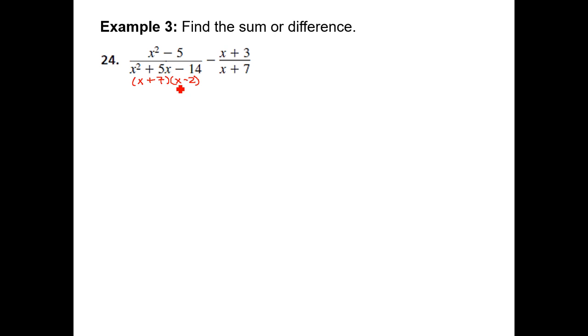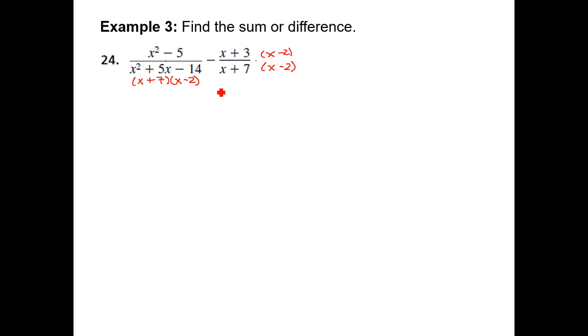So you can see this has x plus 7. Well, the other one has x plus 7. This one has x minus 2. The other one does not have that. So I need to multiply in that factor of x minus 2. And again, multiply that into numerator and denominator. And then we'll go to work. We have our common denominators. We did not have to adjust the one on the left because it already had the x plus 7.